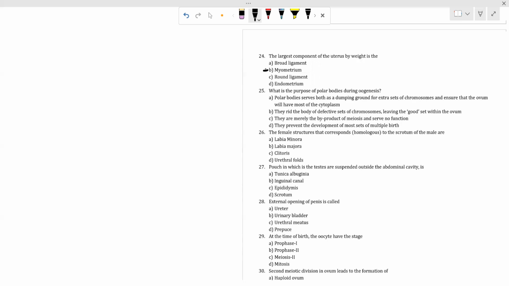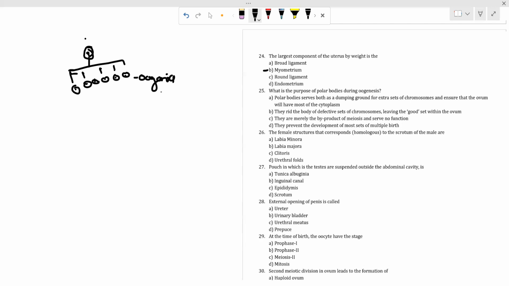Then, what is the purpose of polar bodies during oogenesis? For this we need a little background. In oogenesis, there is first a germinal epithelial cell. This will divide into many cells. These are called oogonial mother cells or oogonia. They are formed by simple mitotic divisions, and these are called oogonia.